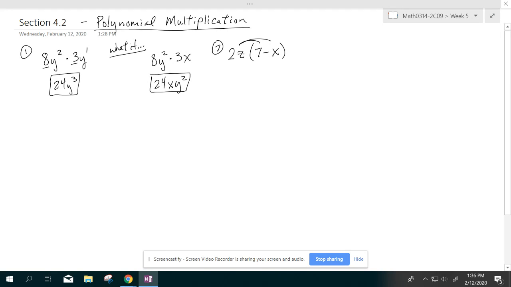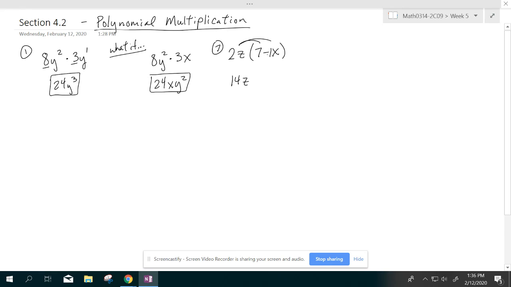So first, 2 times 7. And there is a variable. Say it again. Right. Because when there are multiple terms, you have to do them each separately. So the 2z times 7 is going to give me 14z. And then the 2z times negative x is going to give me another term. And you have to put them in the same order? Alphabetical order, yeah, would be nice. It's not necessary, but it makes me happy, okay?